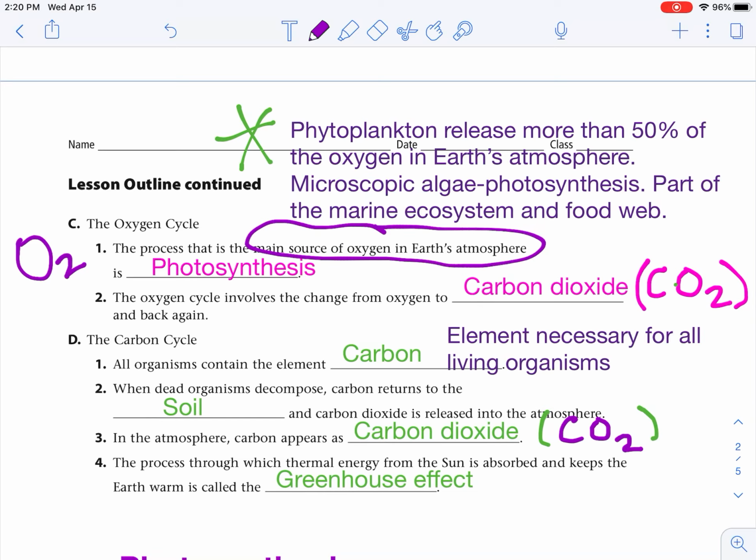One thing I want you to add is up here the idea of this: phytoplankton release more than 50% of the oxygen in Earth's atmosphere. I believe this is on your study guide. What is phytoplankton?